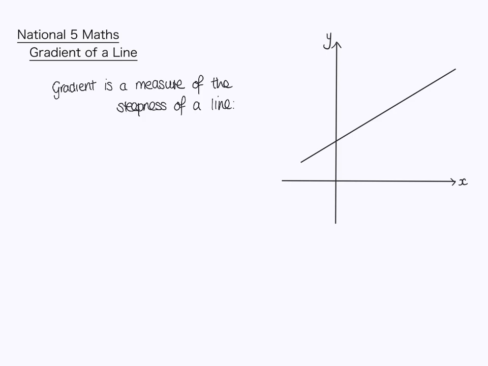Okay, so the bigger it is, then the steeper it is. And the other thing that happens with it is that if it's negative, gradient's negative, then it means that the line slopes down the way.